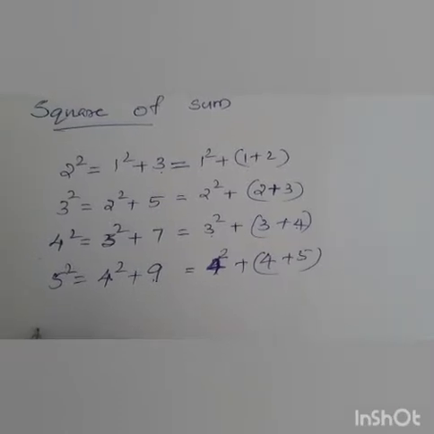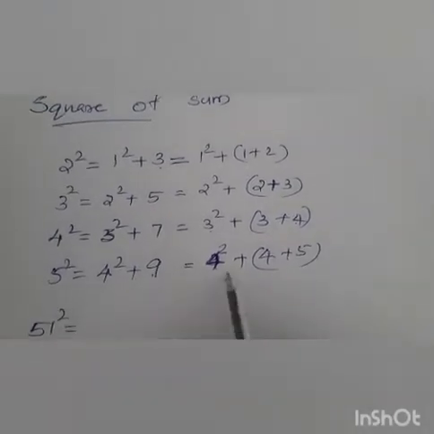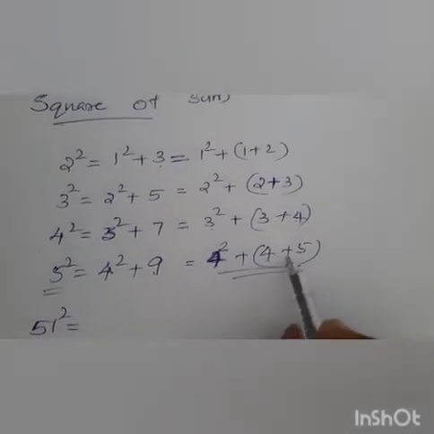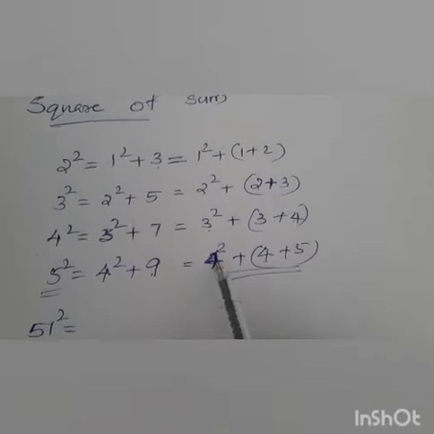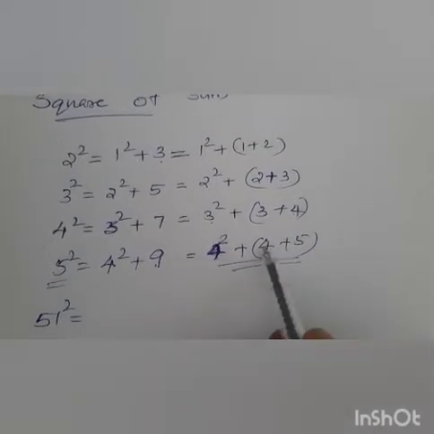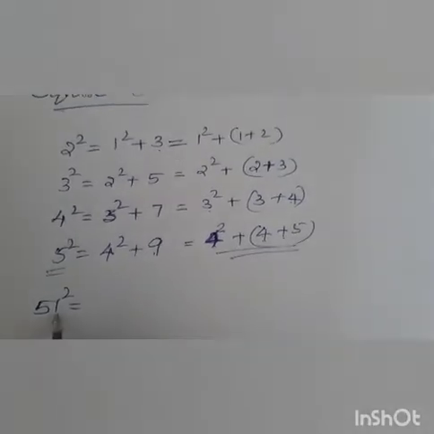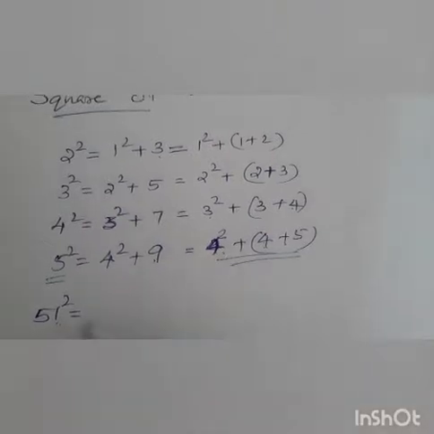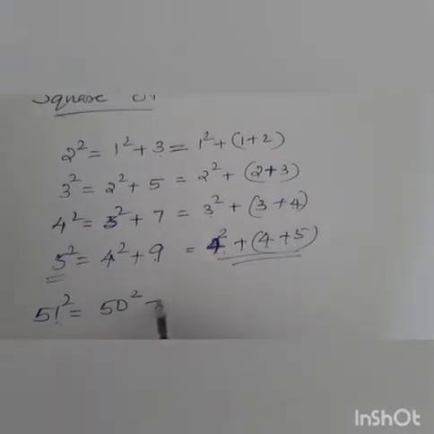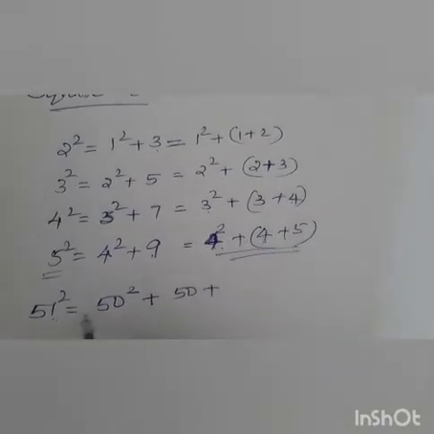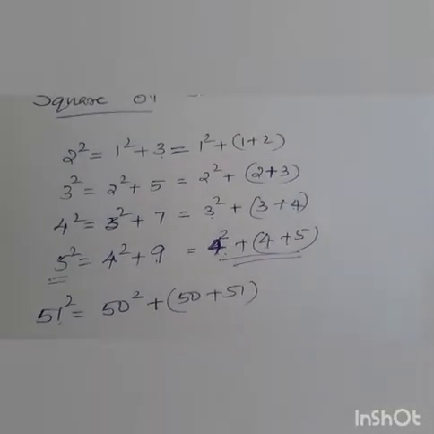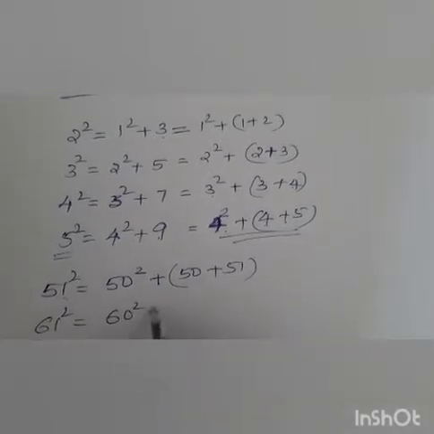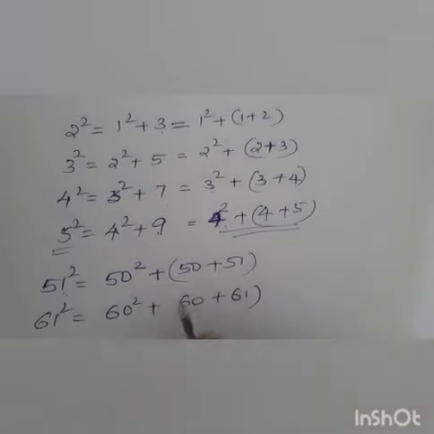Like this, can you write 51 square? This pattern you should write down. 5 square is equal to 4 square plus 4 plus 5. 5 square is the previous number 4 square plus 4 plus the same number. Like that, 51 can you write this? 51 square is equal to the previous number, 50 square plus 50 plus 51. So you can write like this. 61 square you can write as 60 square plus 60 plus 61.